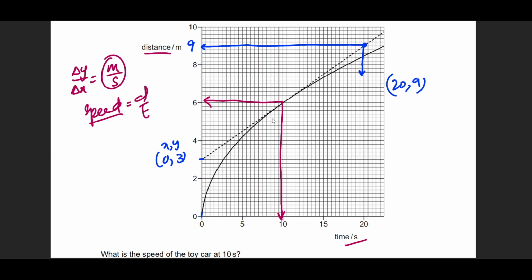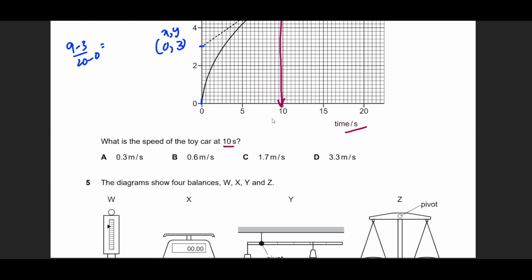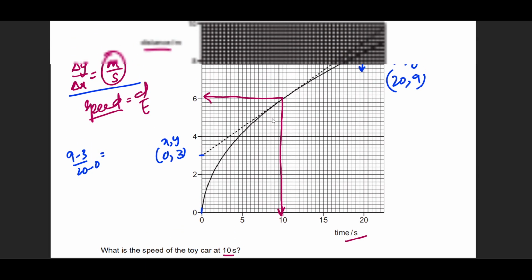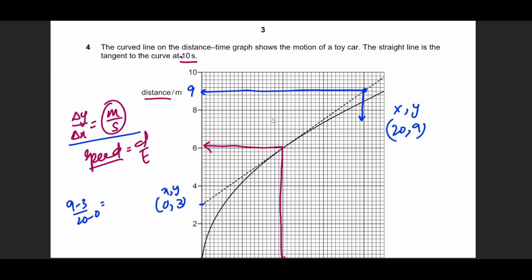Then we simply have to put in the values of the gradient. So this is x, y. Change in y divided by change in x. That will be 9 minus 3 divided by 20 minus 0, which is 6 divided by 20. This comes out as 0.3. And 0.3 is option A. So question number 4 is option A.